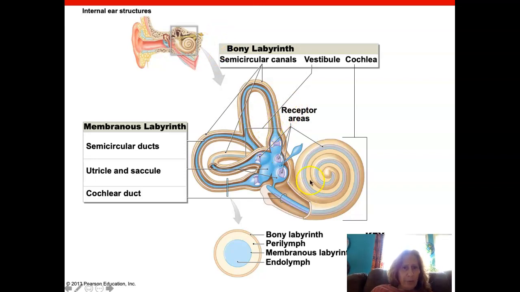And then this region here, kind of a big lump, I mean, we're looking through the bone, but it would look like a big bony lump here, is the vestibule. And then this snail-shaped part is the cochlea. You may have heard of cochlear implants. That is for hearing. So this cochlea here is the organ. Inside the cochlea is the organ of hearing. And these 2 regions here, the semicircular canals and the vestibule, are for different kinds of equilibrium.